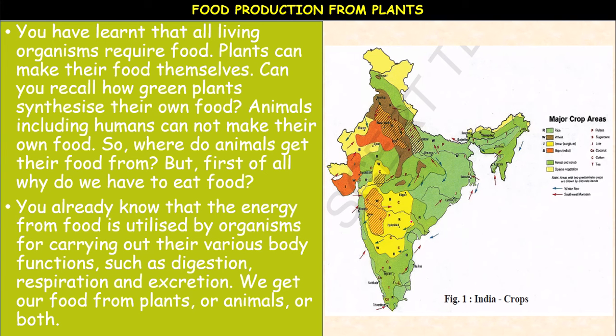Root crops include sweet potato. Tuber crops include potato, tapioca, and the sugar crops include sugarcane, beetroot. Plantation crops include tea, coffee, rubber, coconut, and fiber crops include cotton and jute. Okay. These are Indian crops. So, depending upon the geographical location, the type of soil, different crops can be grown.